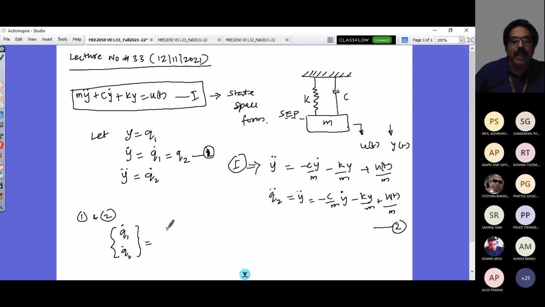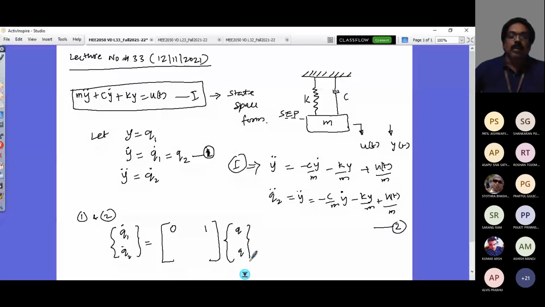On my right hand side, I will have now a matrix. I will have first row of the matrix 0, 1. Why first row of the matrix 0, 1? This matrix is going to be multiplied by the q1, q2 vector. So what is this vector? q1, q2 are my state variables. So q1 dot is equal to q2 is what we have. Plus I will have u of t, so here I will have 0. So now you see the first row represents my equation number 1.